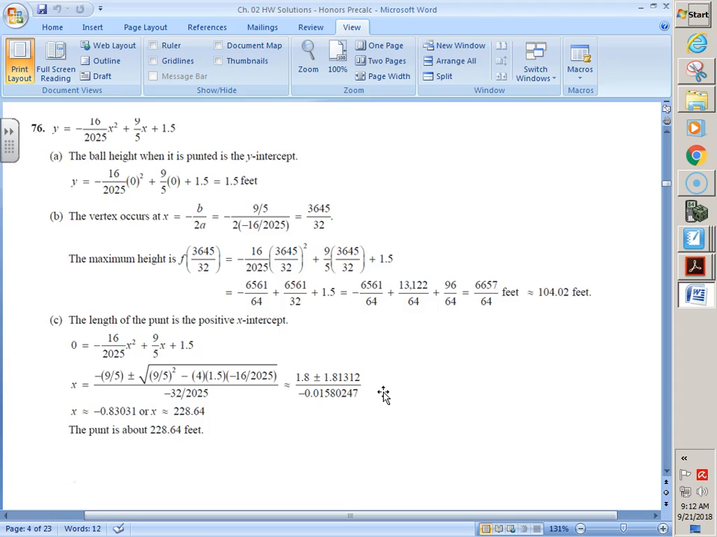When the ball's punted, time is 0, which is why they just plugged in 0 and figured out the initial height was 1.5 feet. Why does that make sense that it wouldn't be 0? How does punting a football work? Kick it? Can the hand go down and touch the ground? No. So it's going to start a little bit off the ground, right? This one, it was 1.5 feet.